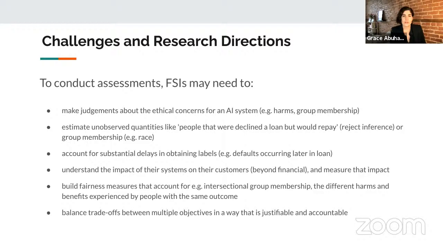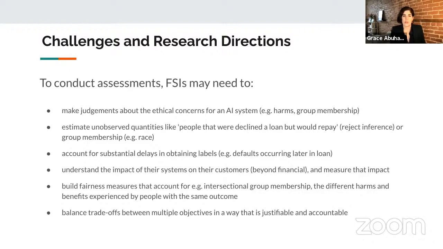These are not new areas of research, and we recognize that there's ongoing work, perhaps even by those of you in the audience. But our interest is in highlighting where the banks may have those real-life implementation challenges. For example, a challenge they might have is with data availability. They might not have access to ground truth data, such as ethnicity, or they might need to infer information such as those who were declined a loan but would repay, hence the need for reject inference. Or they might need to account for substantial delays in obtaining labels, such as defaults occurring later in a loan.